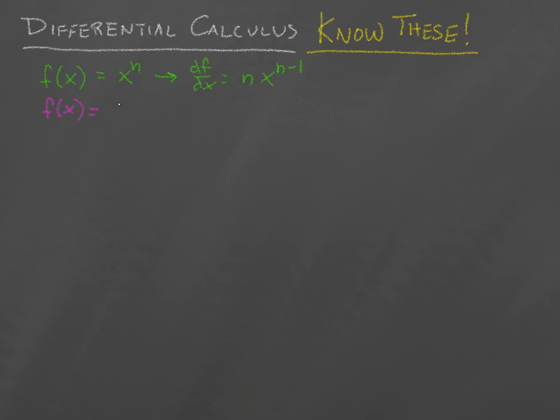Another is sine of u. So in this case, df dx is cosine of u du dx.